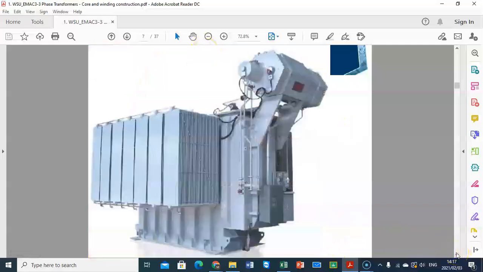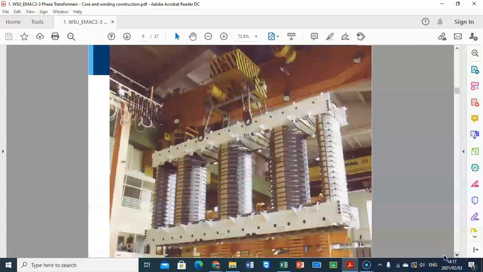Now this is another photo which is also showing you how the 3-phase transformer looks like. And again, inside the transformer here you can see you have 5 limbs. Again, in the next slides you see that you can have 3 limbs or 5, or a C core, and this is 5. 1, 2, 3, 4, 5.